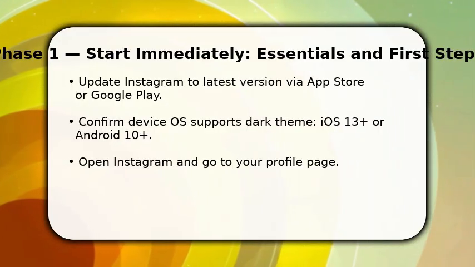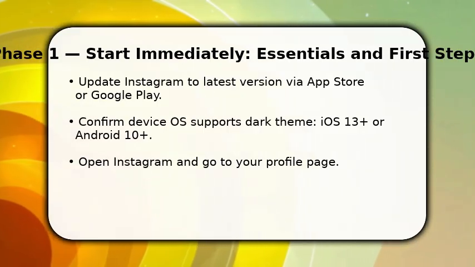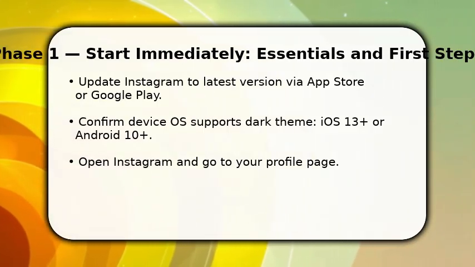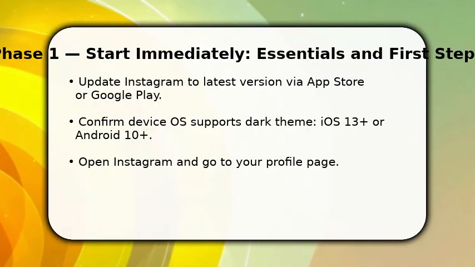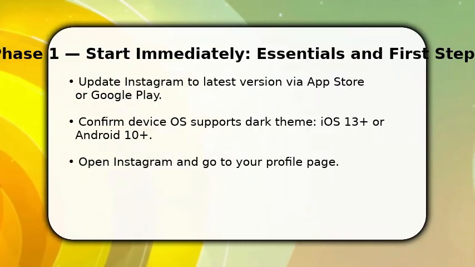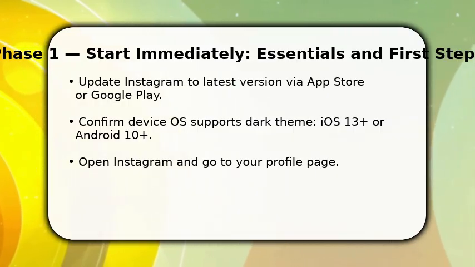You'll start by making sure the app and device are ready. Update Instagram now because older builds may lack theme options. Once done, verify your phone runs iOS 13 or Android 10 or newer, since System Dark theme integration depends on that. Now open Instagram and tap your profile icon in the bottom right.